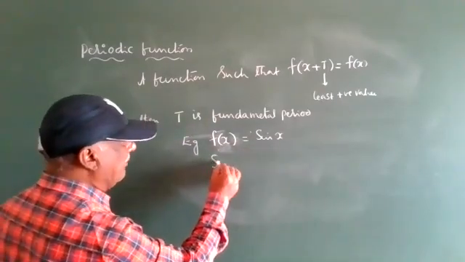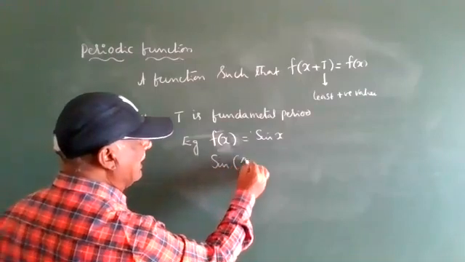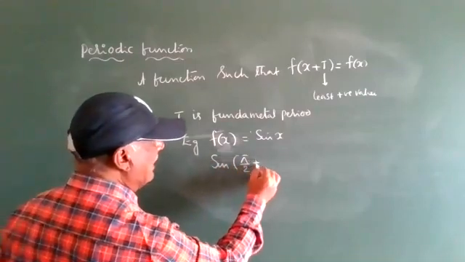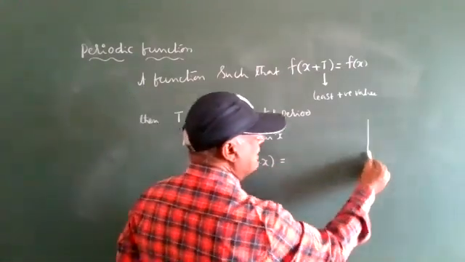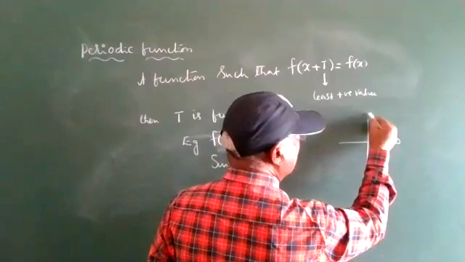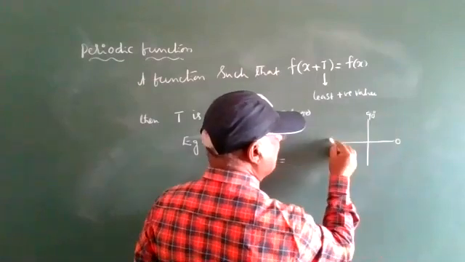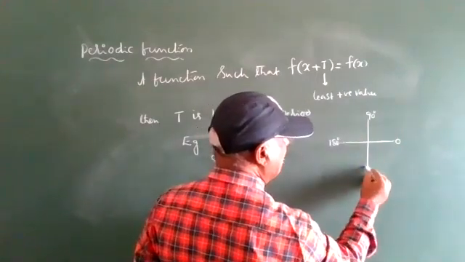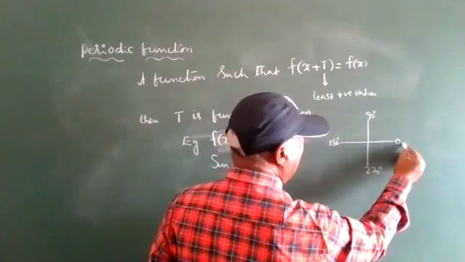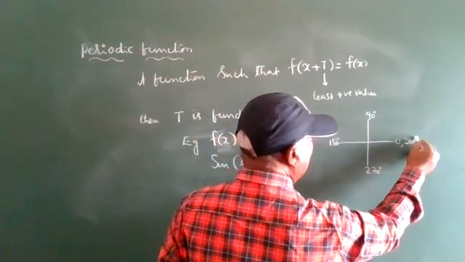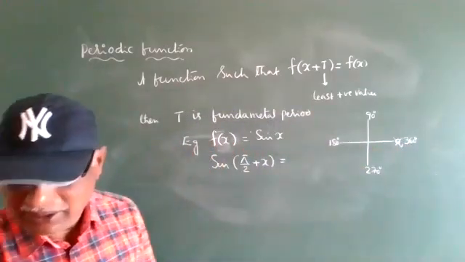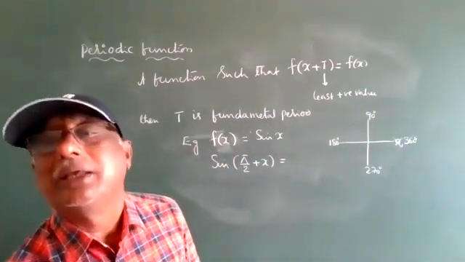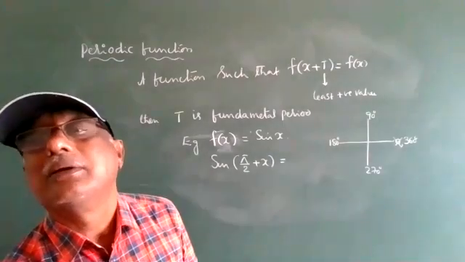So sine of 90 plus x. 90 plus x is in the second quadrant. This is the 0 degree, this is the 90 degree, this is the 180 degree, this is the 270 degree, and again this is the 360 degree. Instead of 0, we should take 360 degrees.